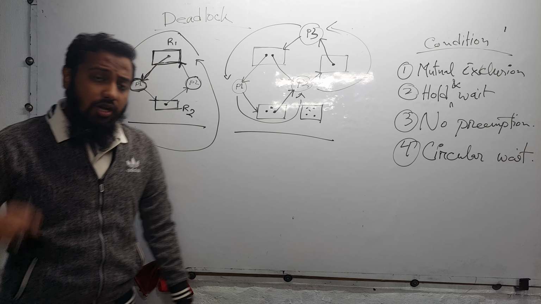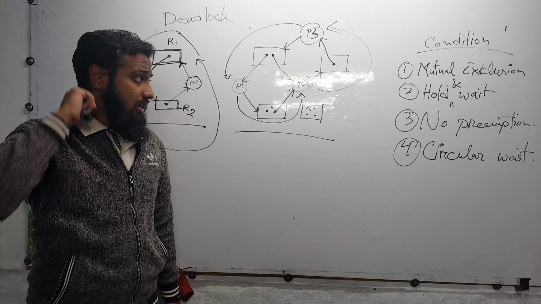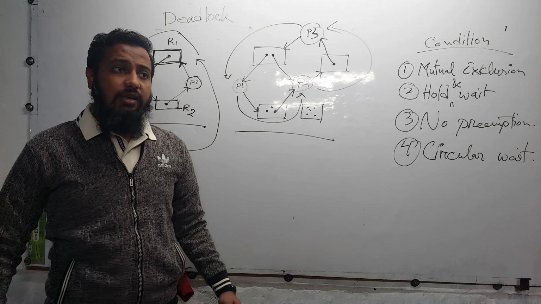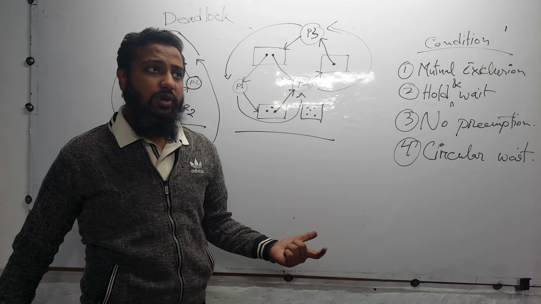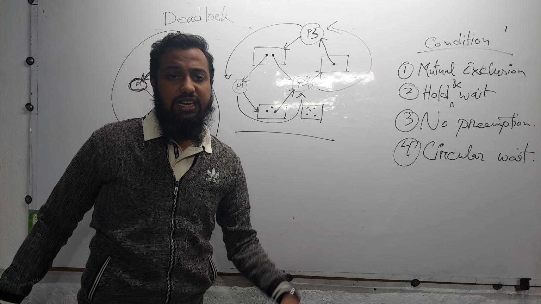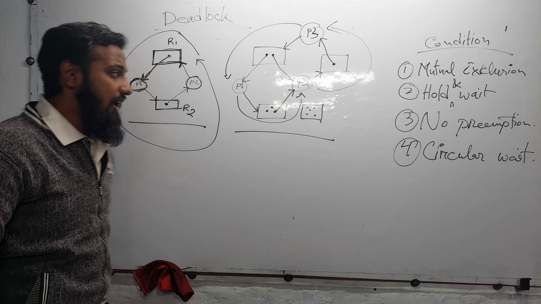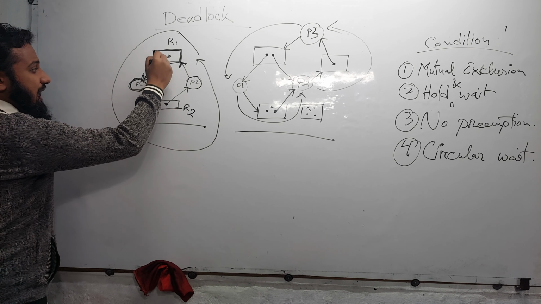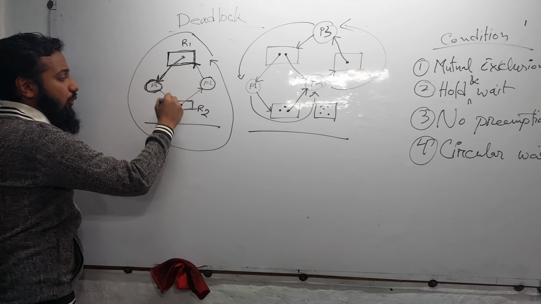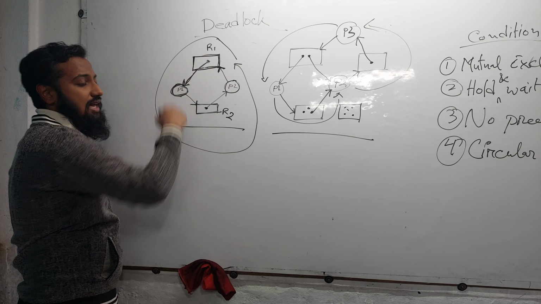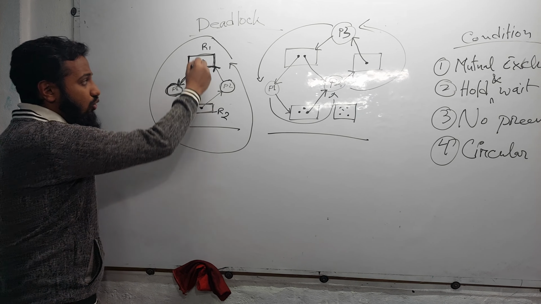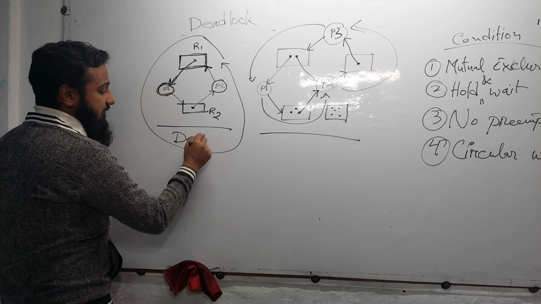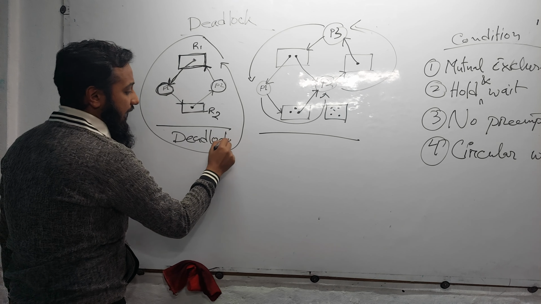Now, for the two types of graph, we can detect the deadlock only by seeing the graph if it is single instance. If the graph is single instance and there is a circular wait, a circle or a loop, we can say that the system is in a risk of deadlock.